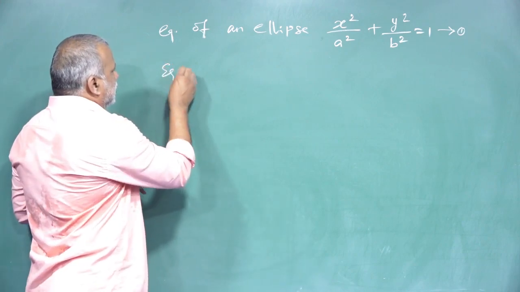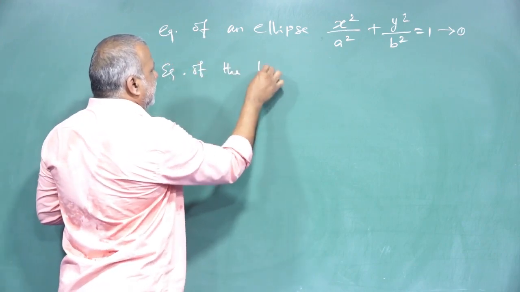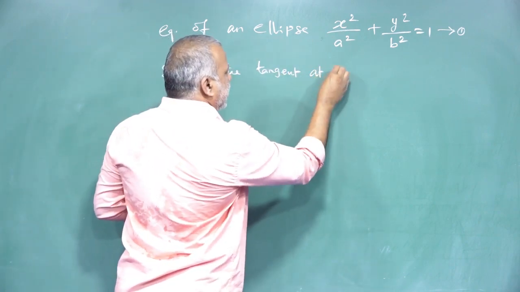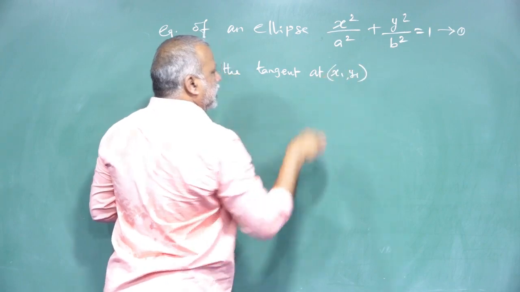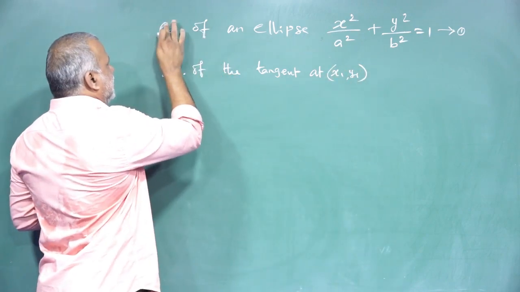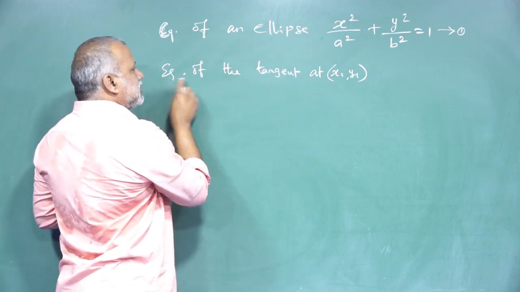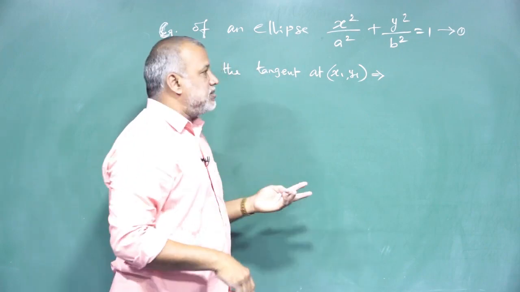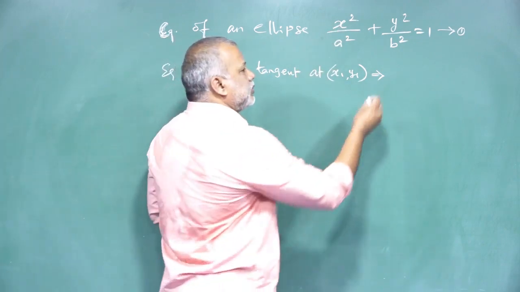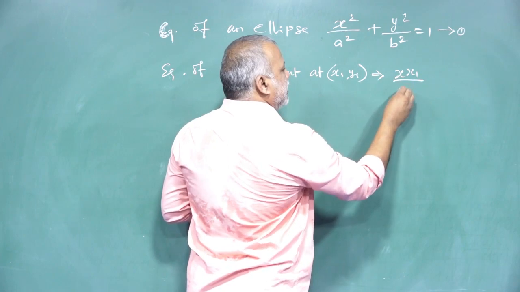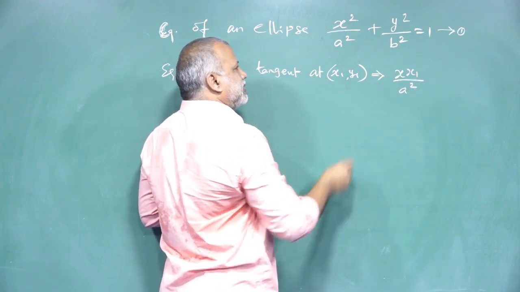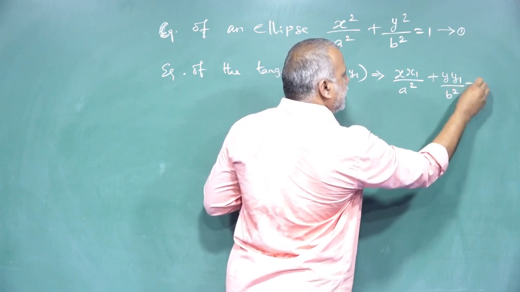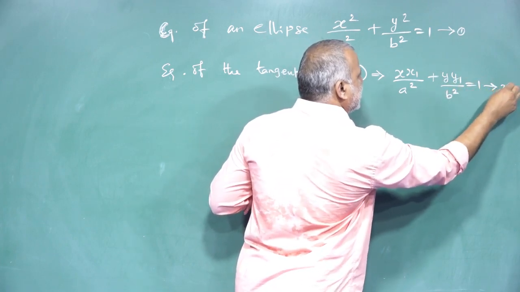Then the equation of the tangent at x1, y1. This is the equation of an ellipse, and this is the equation of the tangent at x1, y1. Just now we discussed that x squared is replaced by xx1, so I recall that concept. X squared is replaced by xx1, y squared is replaced by yy1 divided by b squared equal to 1. Say this is the equation of the tangent.